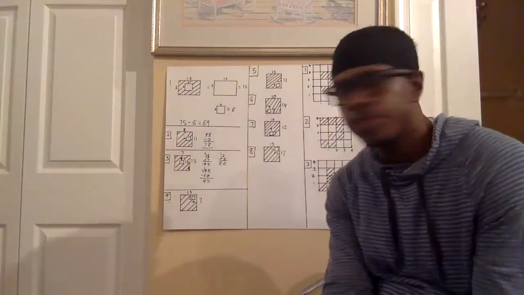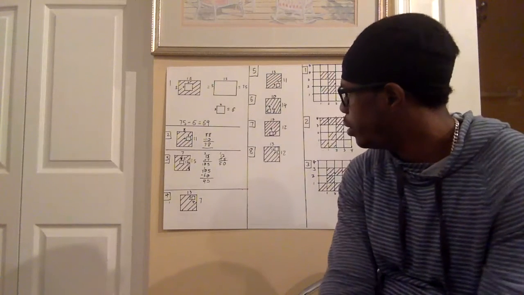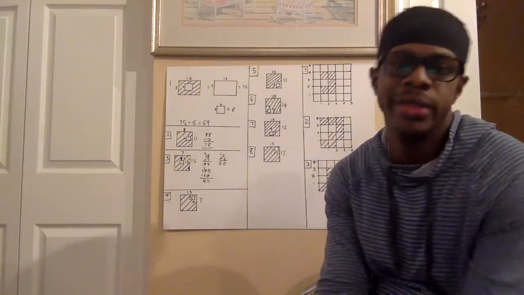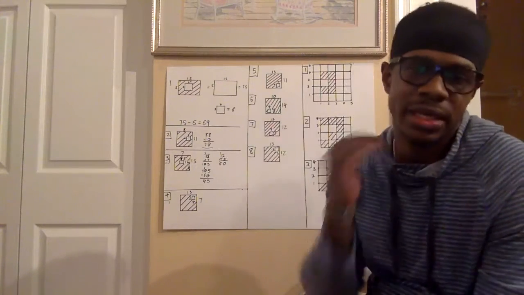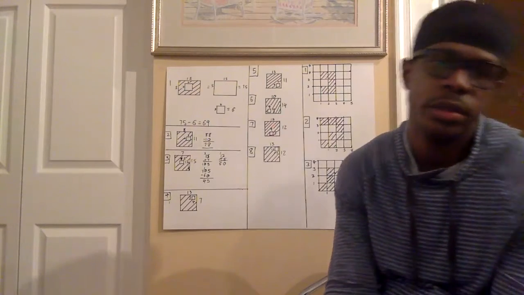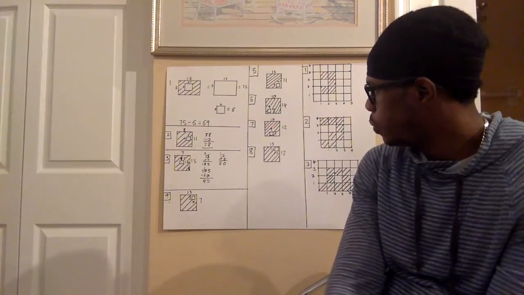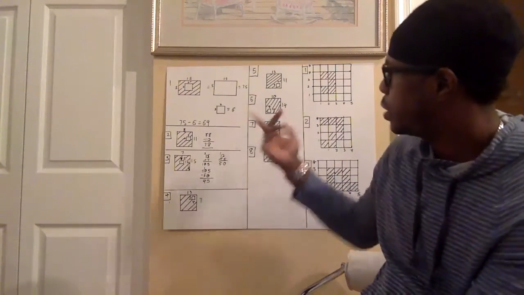Number 6, 14 times 10 is going to give us 140. So we know the area for the full figure is 140. And then we have 7 times 8, which is going to give you 56. So 140 minus 56 is going to give you 84. So we know the shaded area is 84.